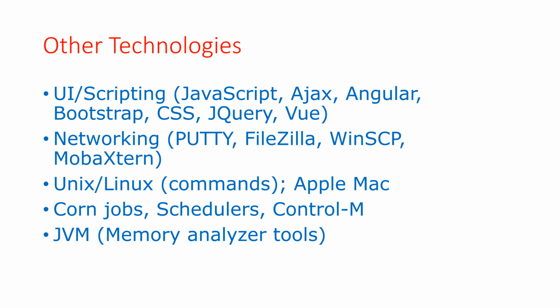Some other technologies, if you want to learn. For example, you have learned Java and you know Java and you think you are an expert in Java. That's good. Then you learn SQL, you learn databases. That's good. After that, you think, okay, what else should I learn? You can learn a little bit of UI, a little bit of JavaScript, some Ajax, some Angular, some jQuery, some kind of network connections, right? Some Unix commands, some kind of cron jobs. It's cron, CRON. There are so many memory analyzer tools.